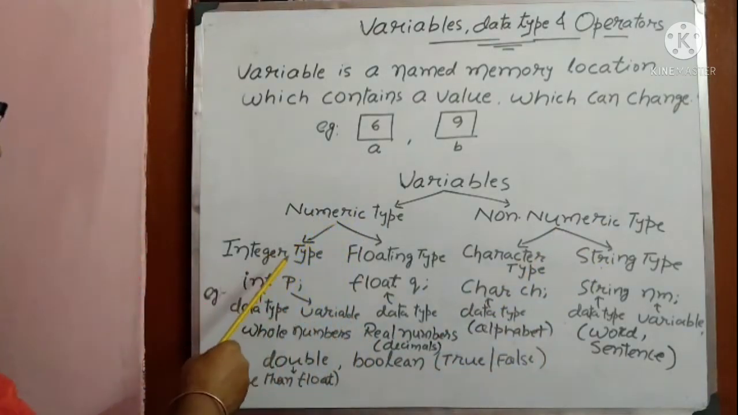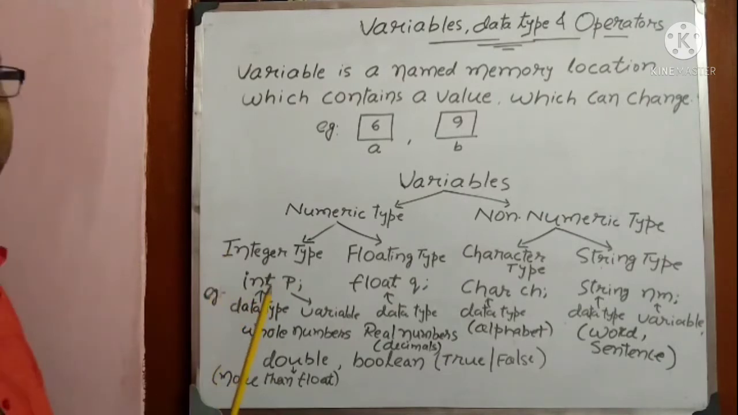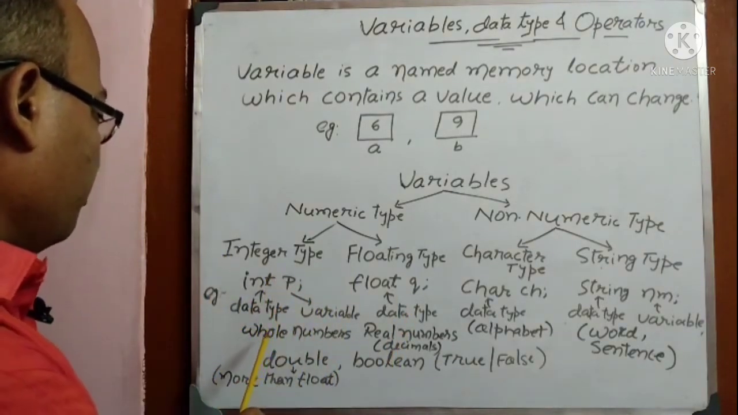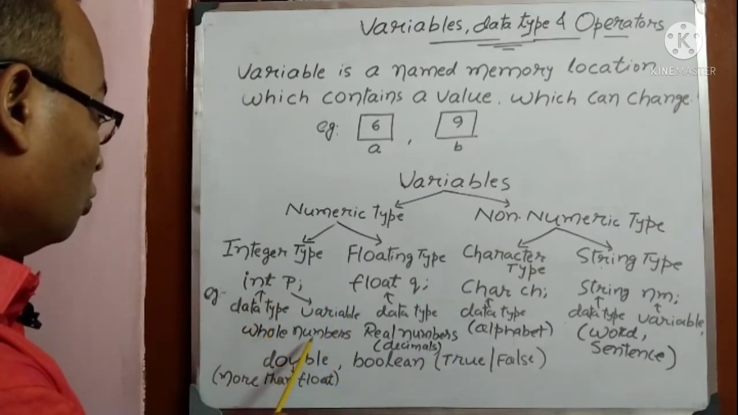Now, integer type, how do we represent it? With the data type int, then give a variable name. Suppose I have taken P as the variable name and its data type is int. So, the data type of integer is int, then your variable name, and as usual we put a semicolon. When will we take integer data type? When we require to store whole numbers. So, integer data type will store whole numbers.